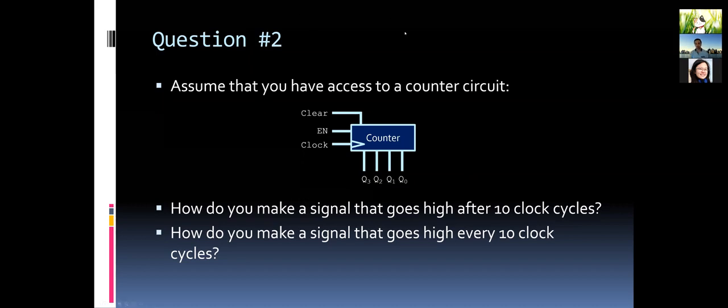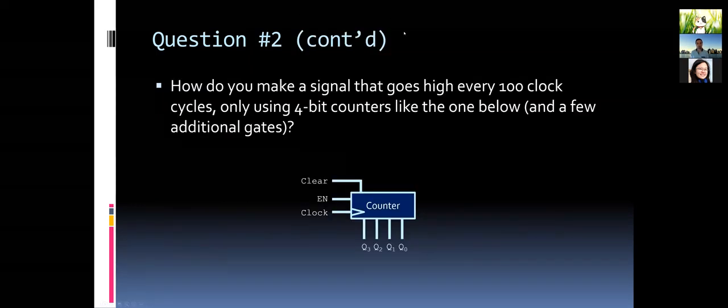So let's go for slightly more complicated questions. You can think about it, I'm not going to give the answer right now. How would you make a signal that goes high every 100 cycles, only using 4-bit counters like the one below and a few additional gates?